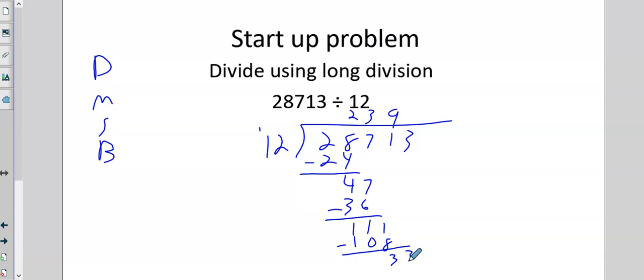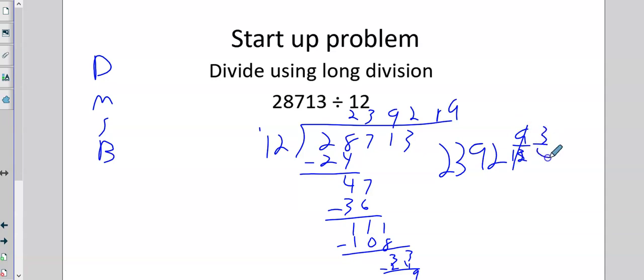12 does not go in 3 times. It goes in twice. That's 24. Subtract. That's 9. And we can write that as remainder 9. Or 2,392 and 9/12, which we would then reduce by 3 and say 3/4.